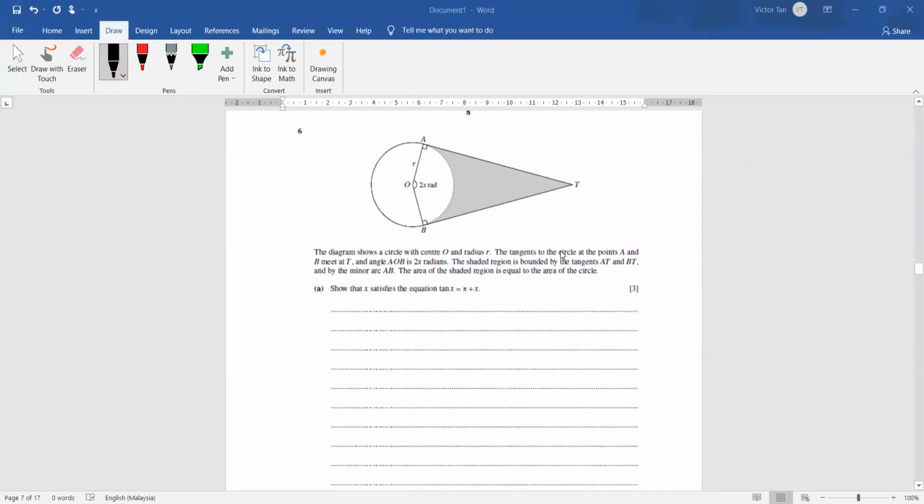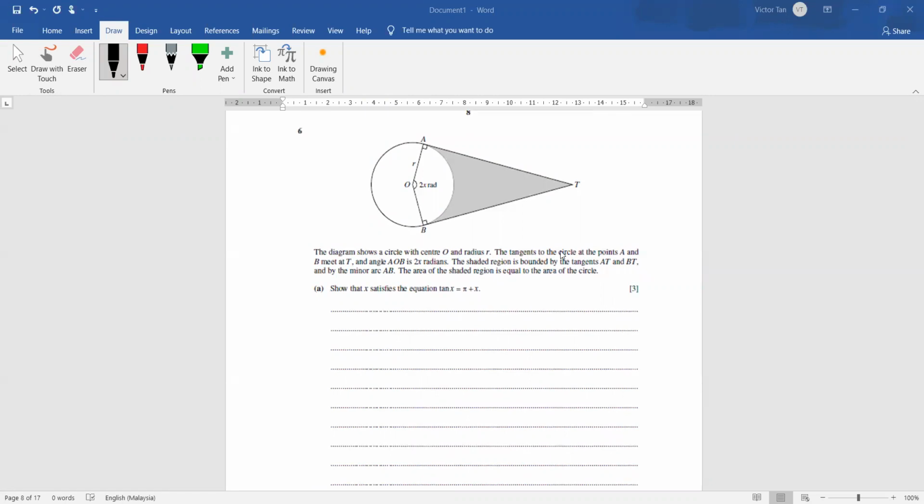Okay, next question. Question on circles. The diagram shows a circle with center O and radius r. The tangents to the circle at the points A and B meet at T, and angle AOB is 2x radians. The shaded region is bounded by the tangents AT and BT and by the minor arc AB. The area of the shaded region is equal to the area of the circle.